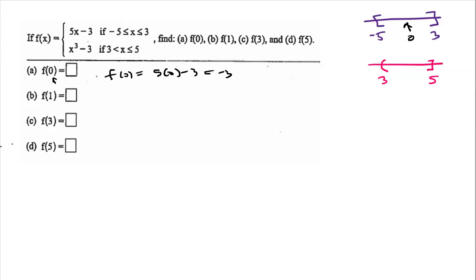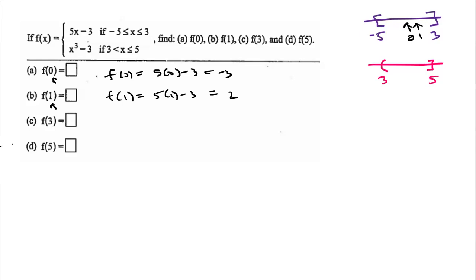Then let's go to the second one. Now we want f of 1. Where is 1? Again, between -5 and 3, probably right here. So I'm going to use the first equation again. f of 1 equals 5 times 1 minus 3. So 5 times 1 is 5, minus 3 gives us +2.